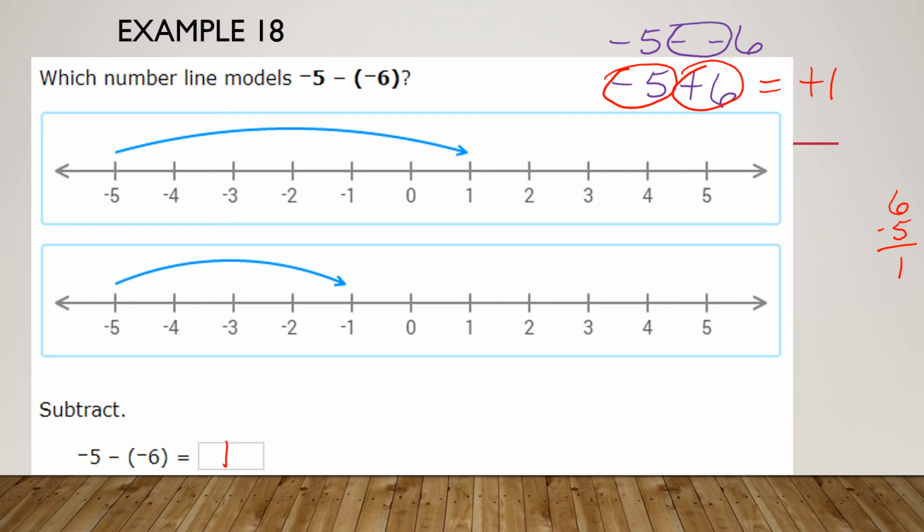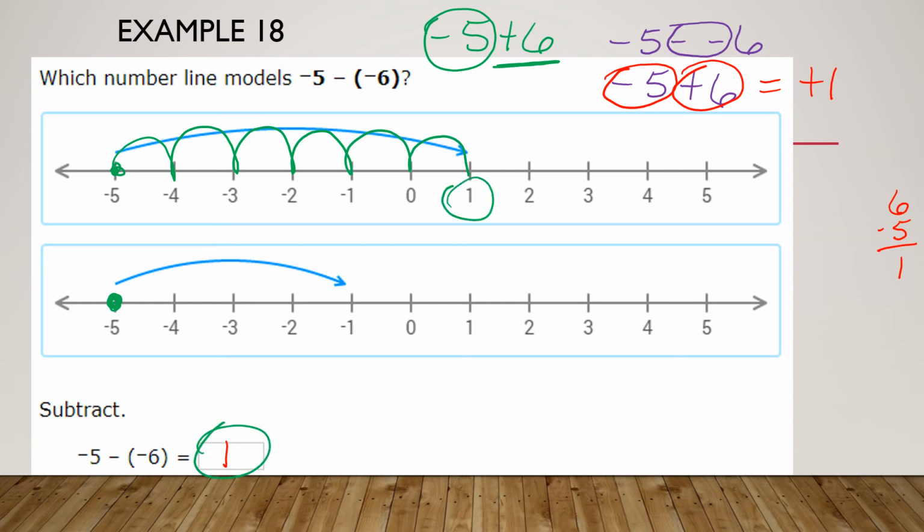Okay, so now we've got to find the number line that goes with what we have determined as our answer. So again, we had the -5 plus 6 when we simplified all of that down. So you want to start at -5. Now both of these start at -5 here. And we're looking for the one that adds 6. So remember, if you add, you're going to the right. 1, 2, 3, 4, 5, 6 puts us at 1, which supports our answer. So the first number line is representative of the equation -5 minus -6.